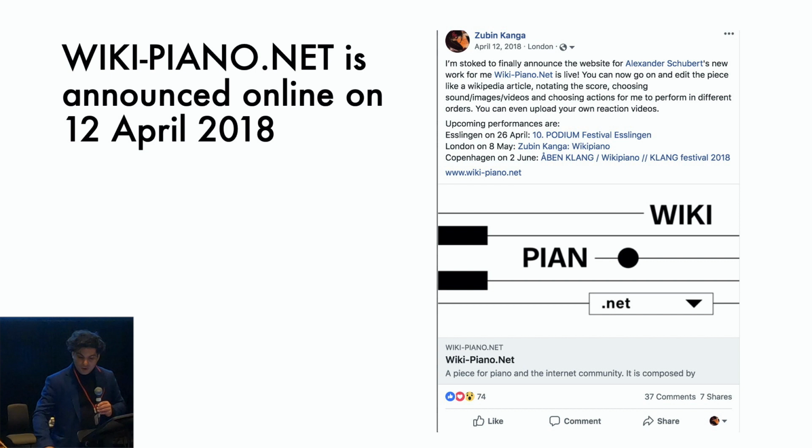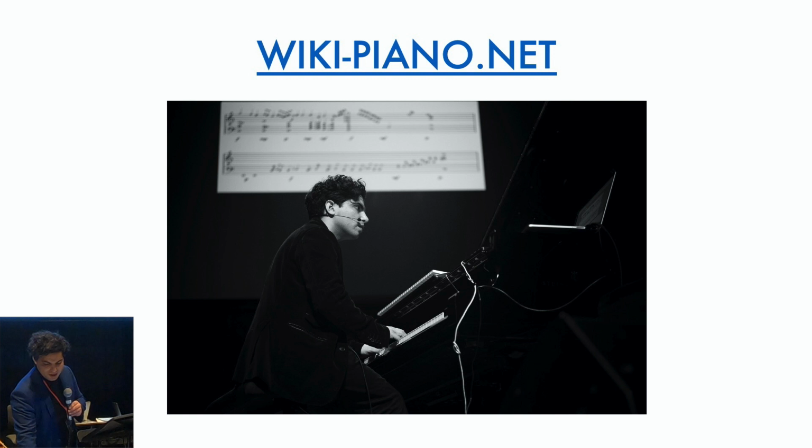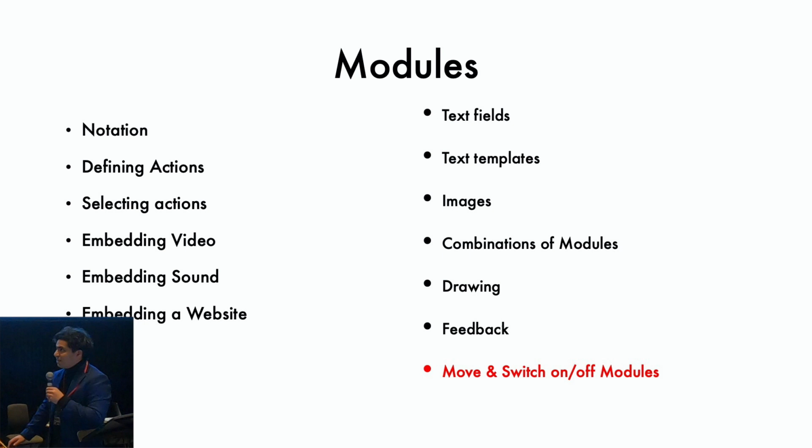Modules are divided into the following categories. You can all go and visit the website and check these out, but I'll do a little walkthrough. These are all the main sections. As you can see, there's bits with these individual elements and then lots of bits with the combination of these. And then there's this option to move modules up and down or switch them on and off, which allows you to change the entire structure of the work. So the structure is not fixed at all, although the types of modules that you have on there and the number of them is fixed.